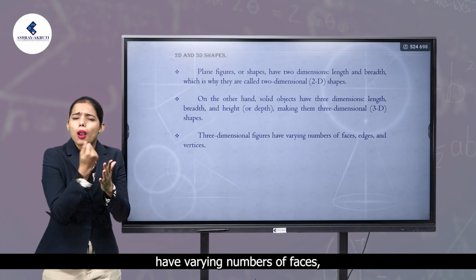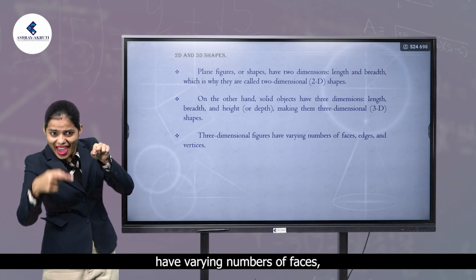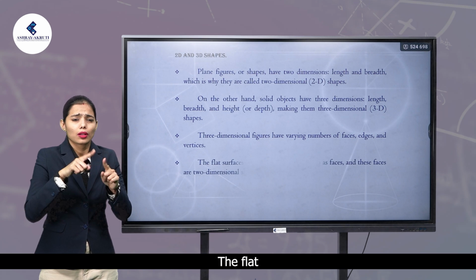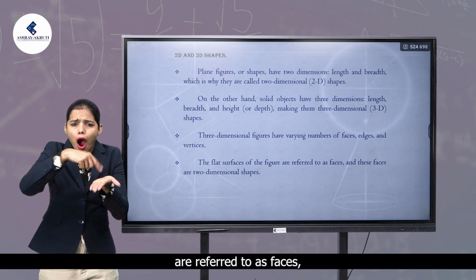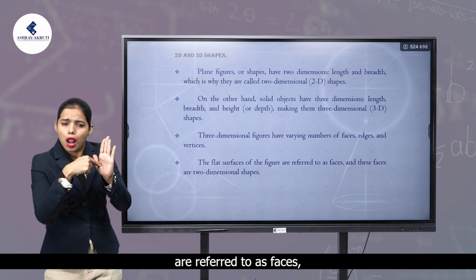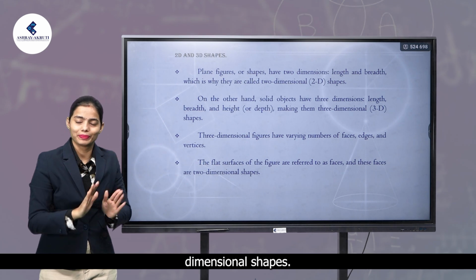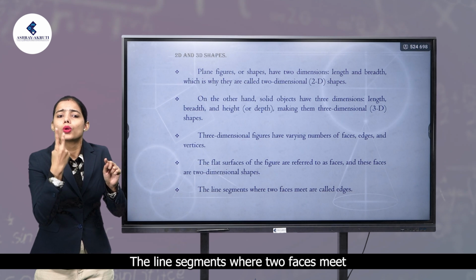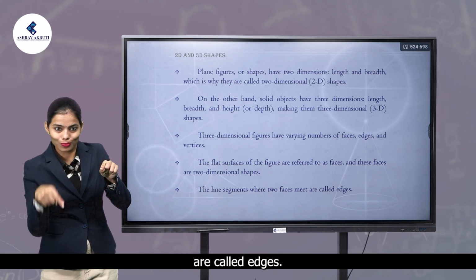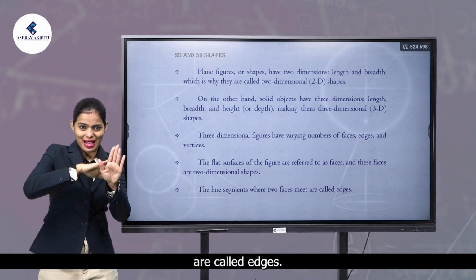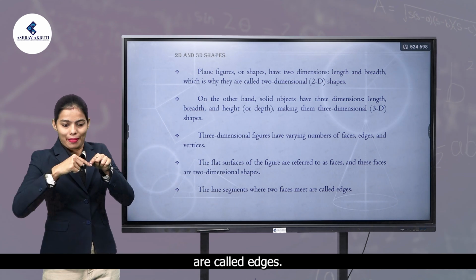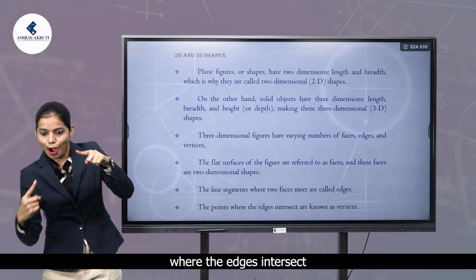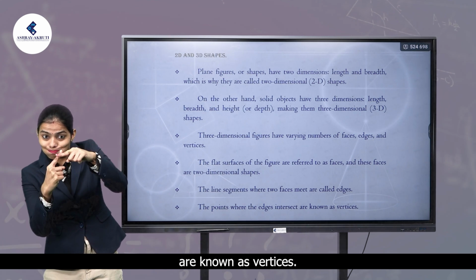Three-dimensional figures have varying numbers of faces, edges, and vertices. The flat surfaces of the figure are referred to as faces, and these faces are two-dimensional shapes. The line segments where two faces meet are called edges. The points where the edges intersect are known as vertices.